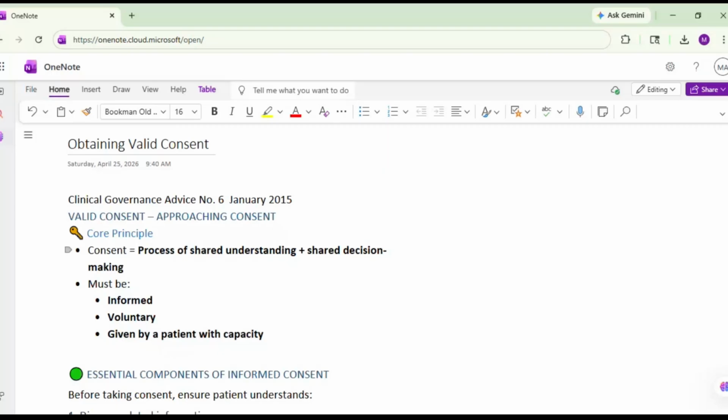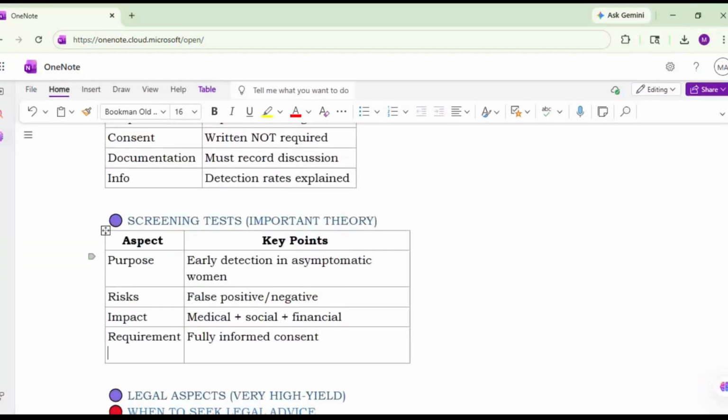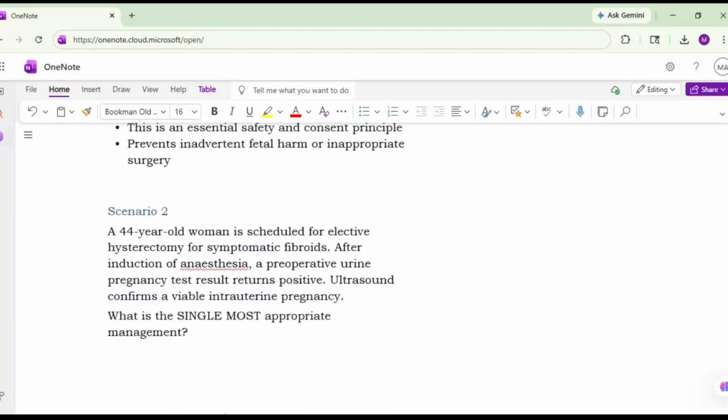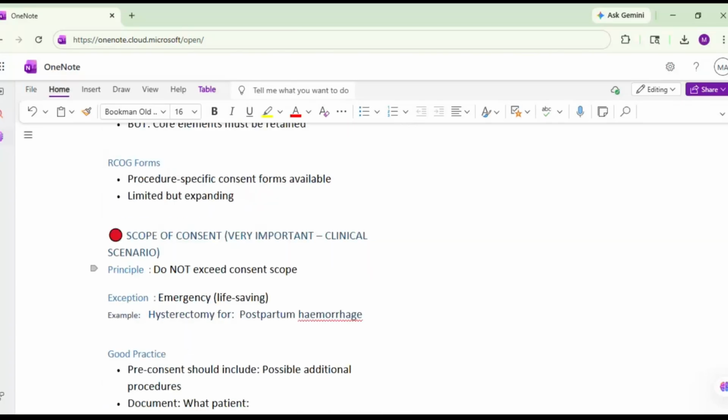The core principle of consent is that it is a process of shared understanding and shared decision making. While taking consent, it should be informed, it should be voluntary, and it should be given by a patient who has capacity. Mental capacity is very, very important. These are the points which are very important when we discuss consent.